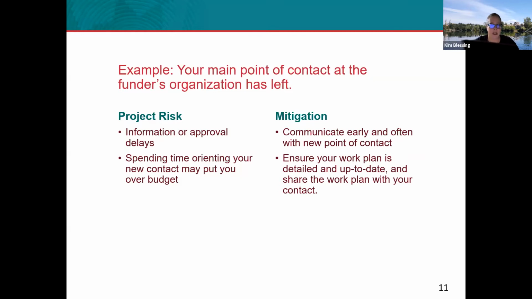So mitigation, again, that communication, it's always key. So communicate early and often with the new point of contact, provide an orientation to the project, and ensure this is a key to helping with not going over budget with orientation time. Make sure your work plan is detailed and it's up to date. So then you can just pull it up and walk your funder through that work plan so they can get an idea of the scope of your project and what you've been doing.